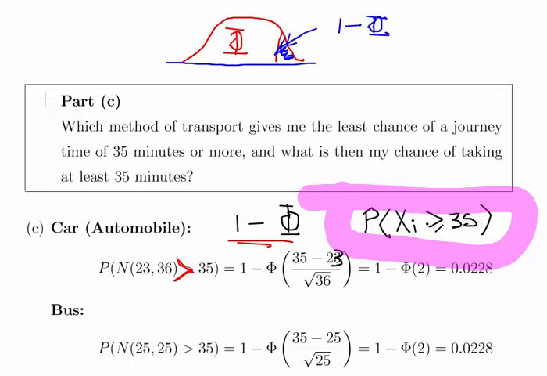So for the case of the automobile, 35 minus 23 divided by the square root of 36. 35 minus 23 is 12. The square root of 36 is 6, so we get 2. So it's about a 2% chance of taking longer than 35 minutes. Likewise, the bus is actually pretty much the exact same probability.